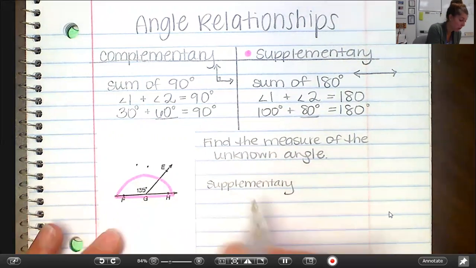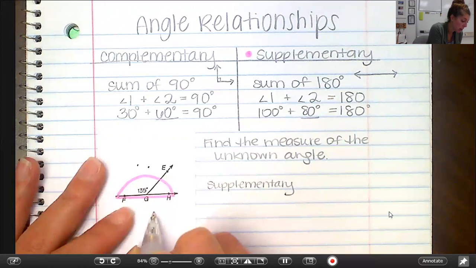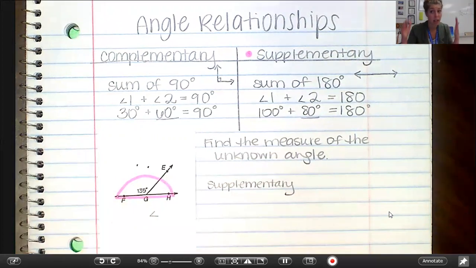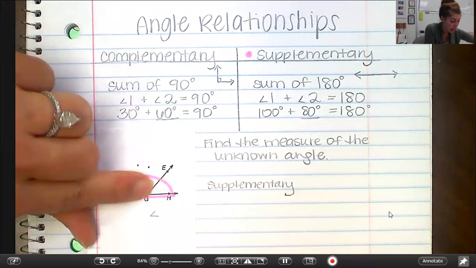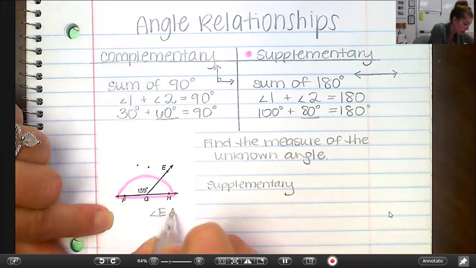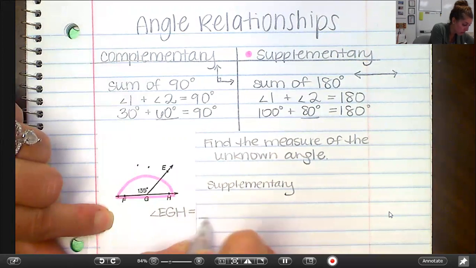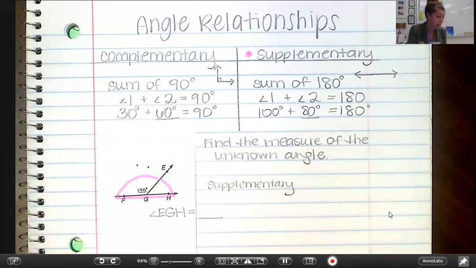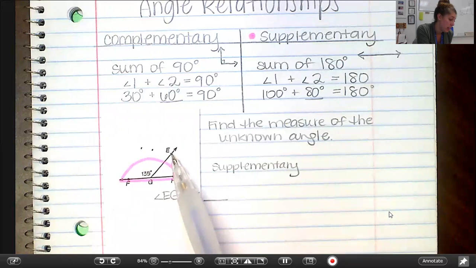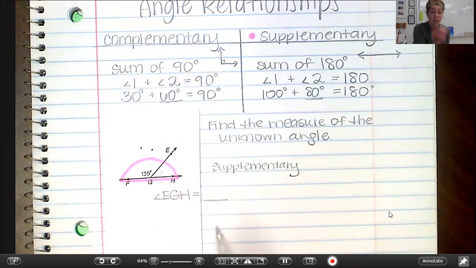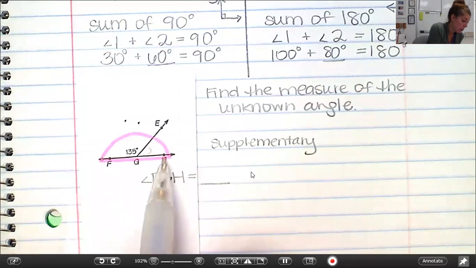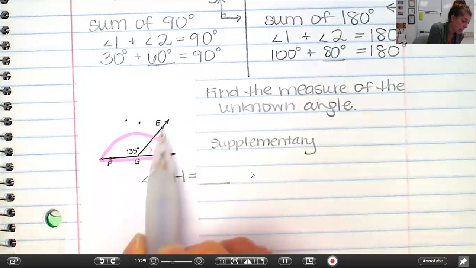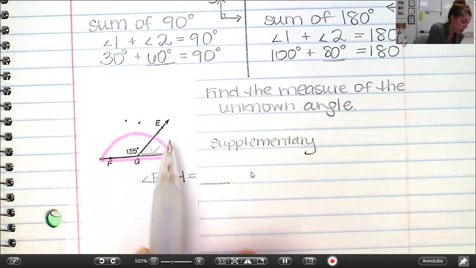So my ultimate goal is to find the measure of angle, and I'm going to name it, this is like geometry vocabulary here, EGH. EGH is the angle I want to find the measure of. I'll do that one more time. EGH gives me this angle right here. You could also name this HGE, and it points to that same angle, okay?